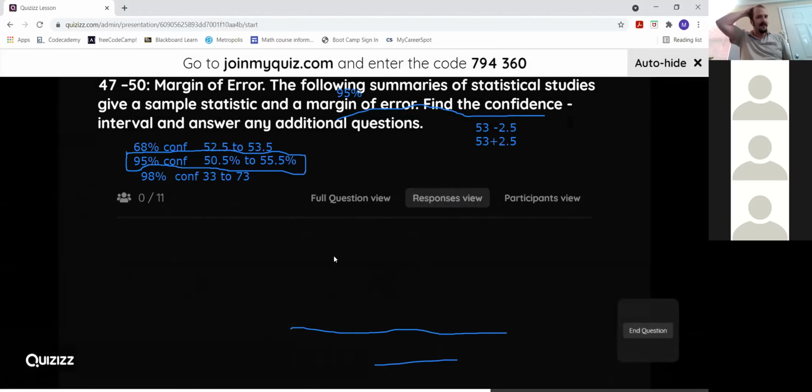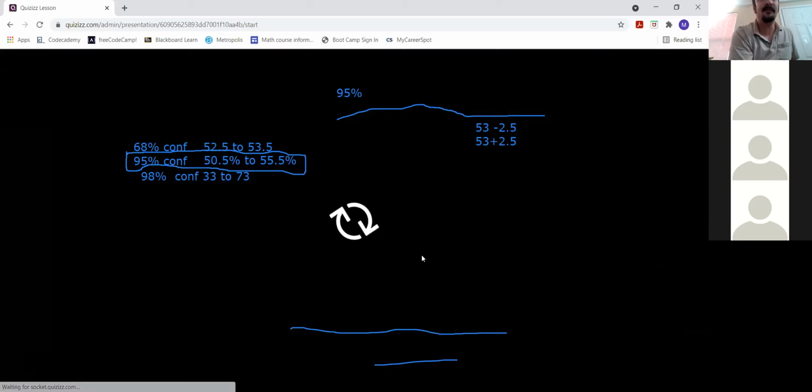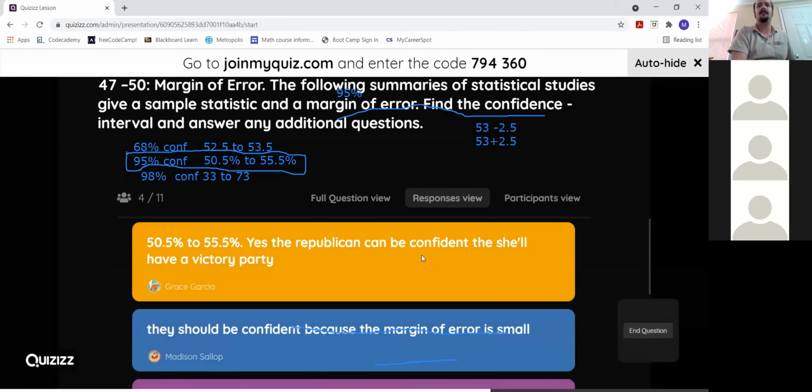So if we know they're going to score between, what, 50.5 and 55.5, are they going to win? Is this thing slow or y'all just slow? Which one is it? I think your computer just needed to be refreshed. Okay, there it is. So they should have a victory.